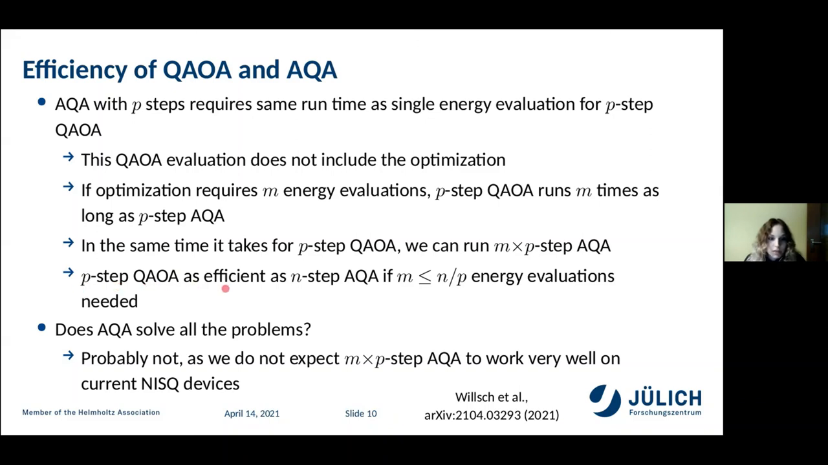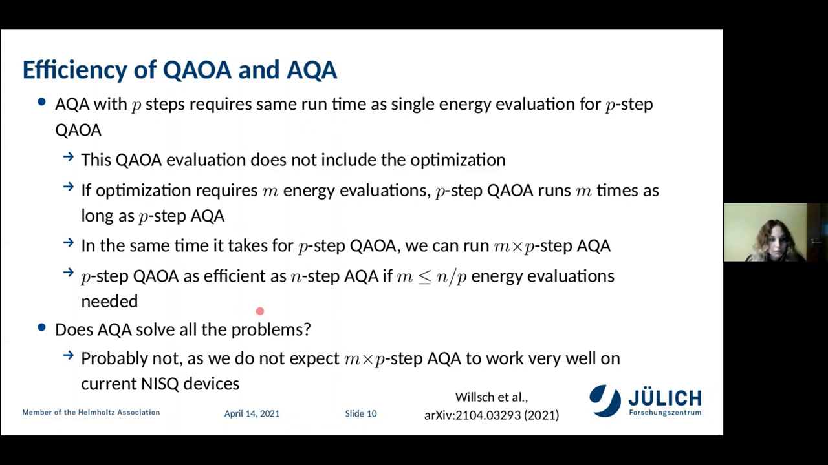P-step QAOA is as efficient as N-step Aqua if the number of energy evaluations is smaller or equal to N divided by P. And as we saw before, we had Aqua with N equals 50, but we had energy evaluations for QAOA more than 100. So in this sense, Aqua is much more efficient.